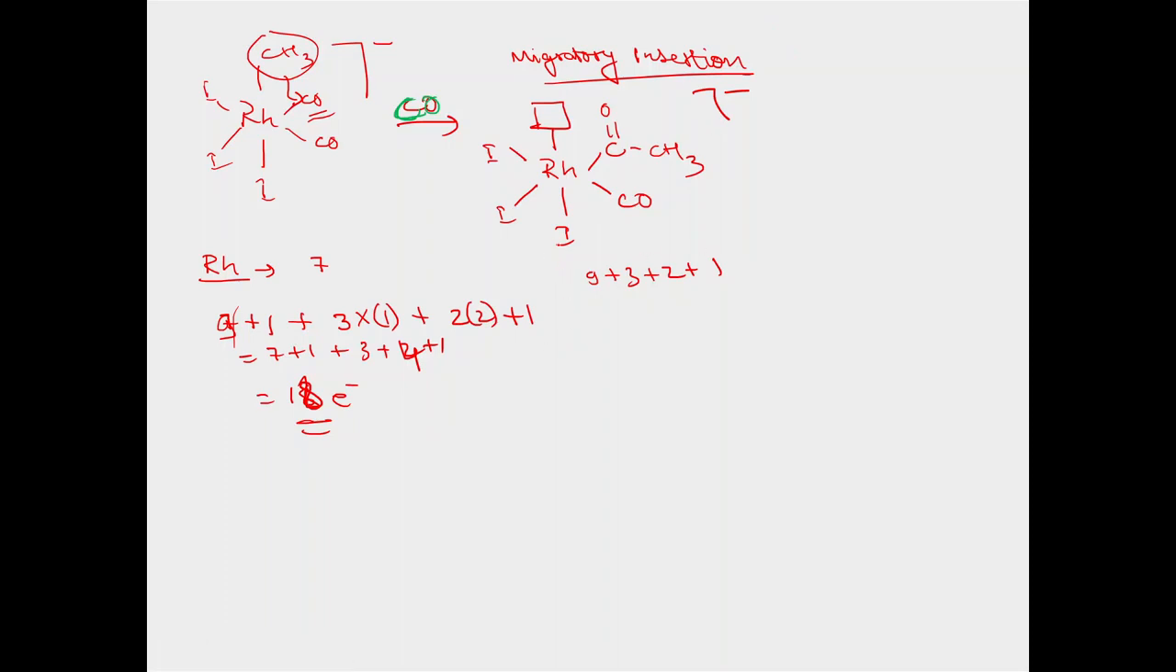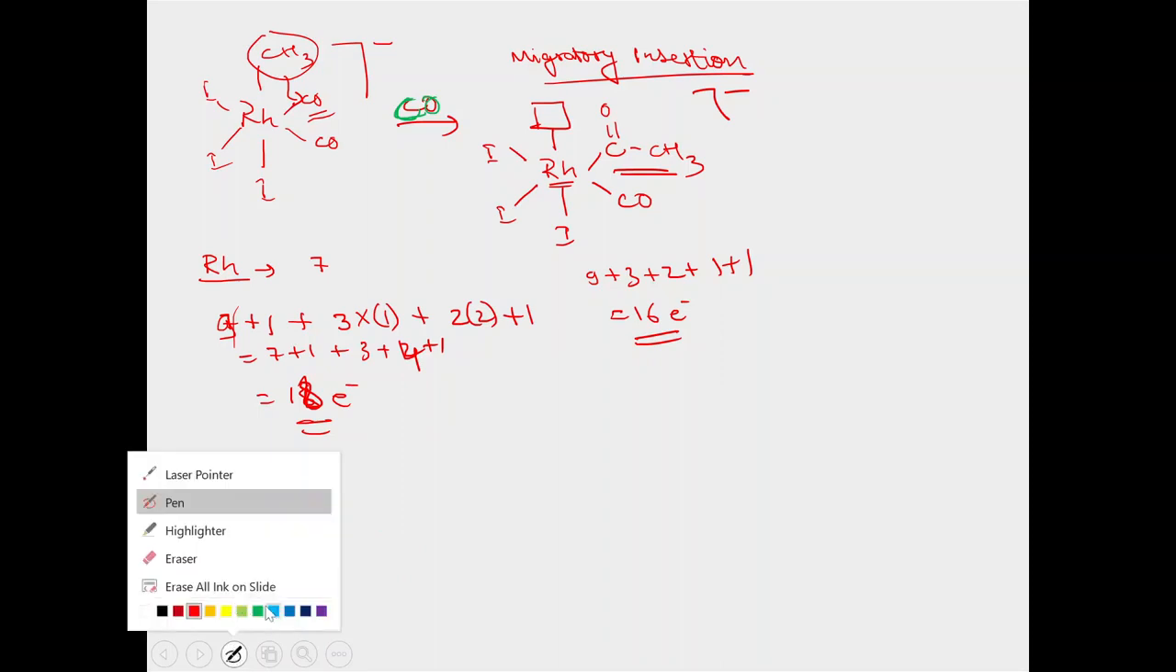You said 17. How 17? Rhodium will give 9. 3 from here, so it's 12, 13, 14, 15, and 1 from this minus charge. So it is now a 16 electron complex, not 17. Because COCH3 is an acyl group, it also gives 1 electron to this metal center.